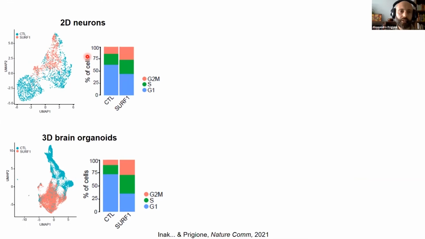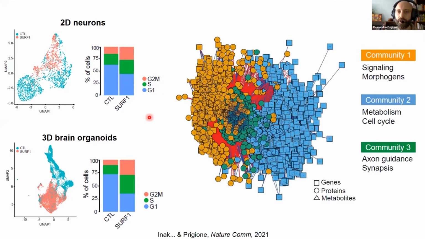So then we try to understand why. And so we did single cell transcriptomics of both neurons and organoids. And we saw that in the Surfl neurons or organoids, there's a difference in the distribution of cells in the cell cycle. So there's less G1 and more G2. So the cells seem to proliferate more. And we combined transcriptomics, metabolomics and proteomics to identify signatures, and we saw signatures related to cell cycle and metabolism, also to synaptic dysfunction, but also to morphogenesis, so to the process of generating neurons.